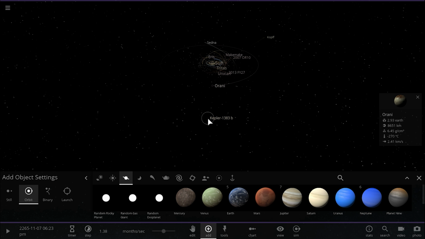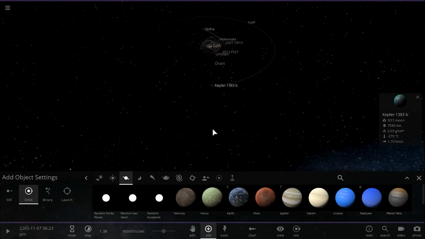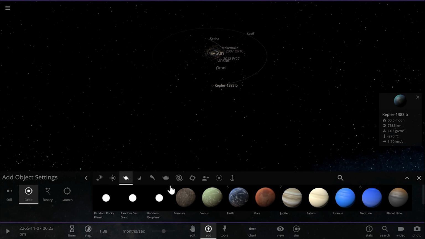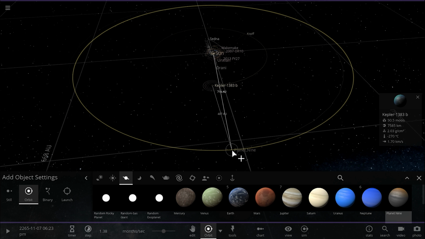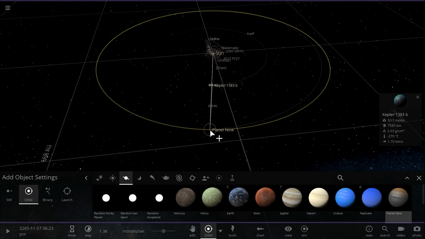That's about 50 AU away from here, but still not too precise. And the last object we're going to place is going to be Planet 9. And the predicted value here is about 614 AU.